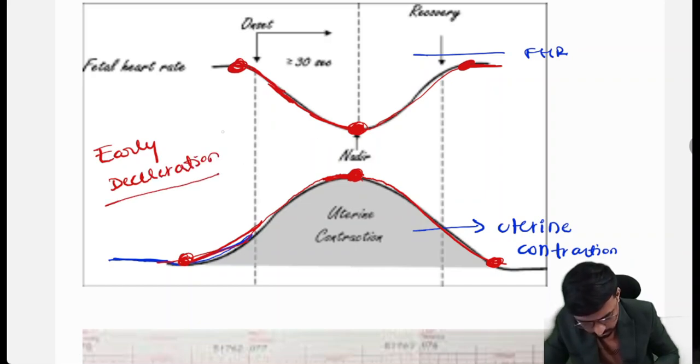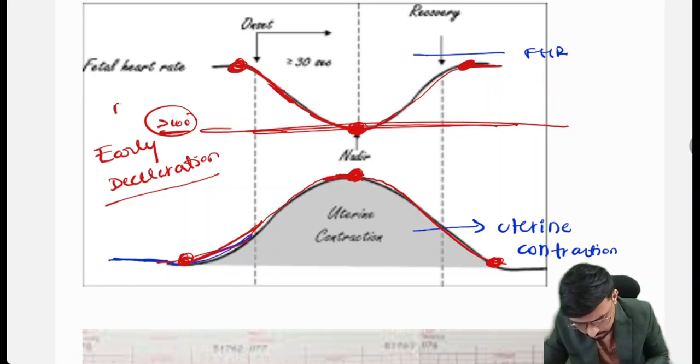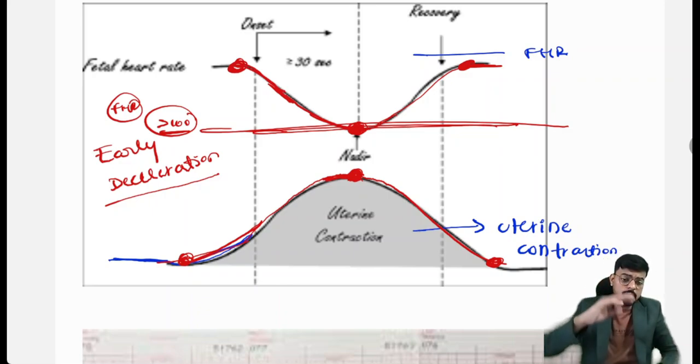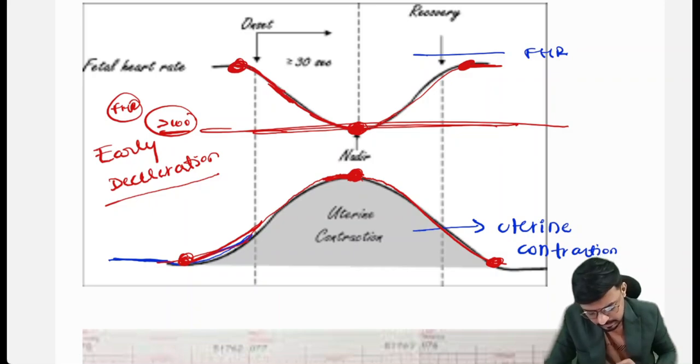In this one, the fetal heart rate will decrease below the baseline, but it will be more than 100 only. It will be less than 110 but more than 100. It will be below the baseline but more than 100. That is a very, very important thing we have to keep in our mind. So this is the early deceleration.